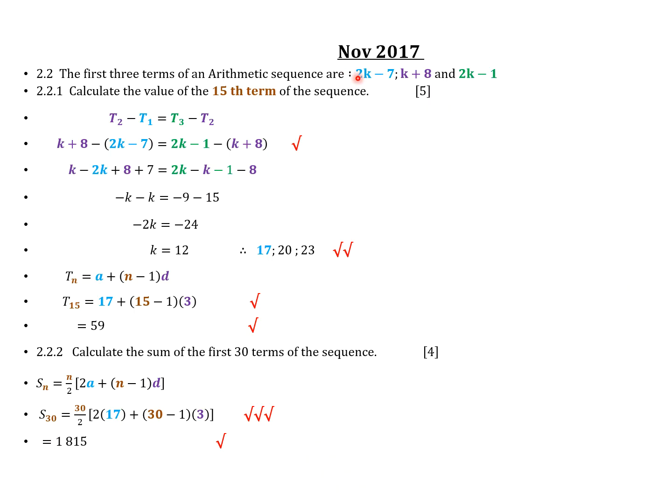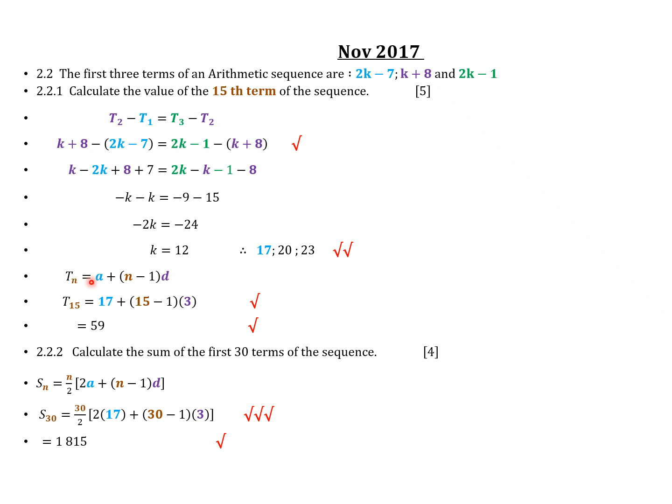So 2 times 12 gives me 24, minus 7 gives me 17. 12 plus 8 is 20. 2 times 12 is 24, minus 1 gives me 23. So there are my first three terms. One mark for correct substitution, 1 mark for k equal to 12 and 1 mark for the sequence.